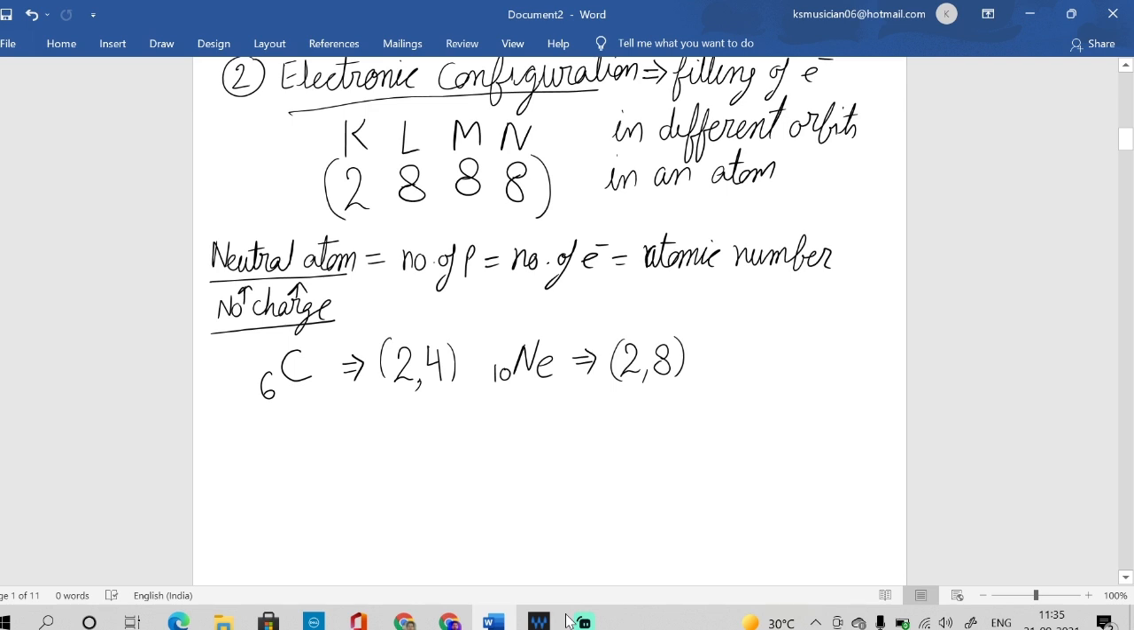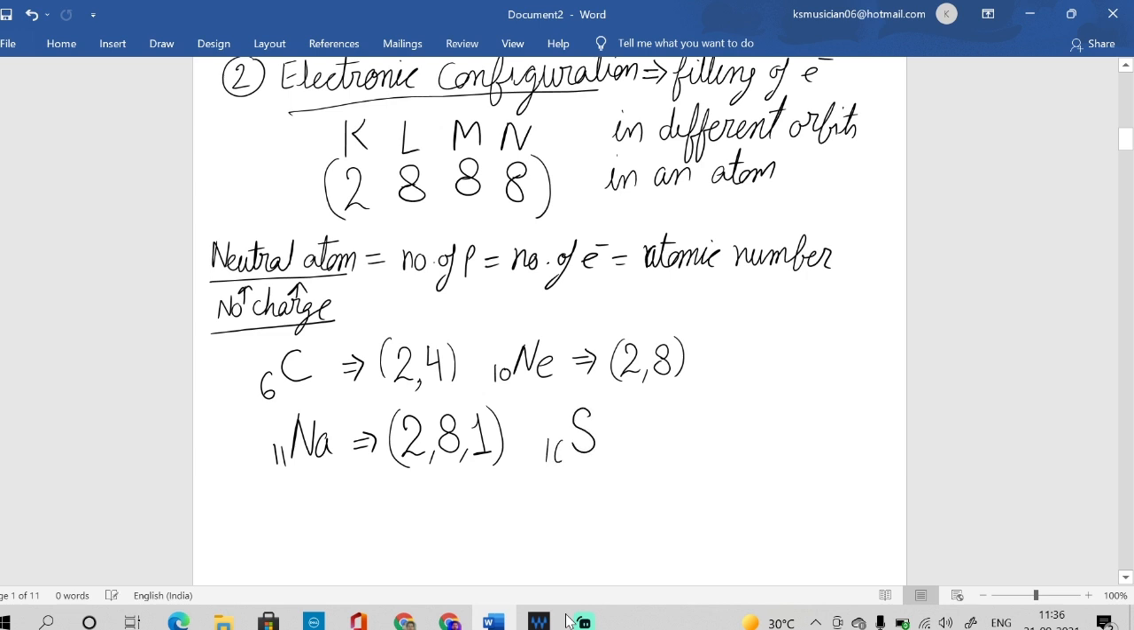Okay, now we have sodium, that you all know. 11 is the atomic number of sodium. So initially 2 electrons will enter the K shell. Now 9 electrons are left, but in the next shell at most 8 electrons can fill. So 1 electron will be left, and it will enter the next shell, called M. So 2, 8, 1 is the electronic configuration of sodium. Like this you can write the configuration of any element if you know the atomic number.